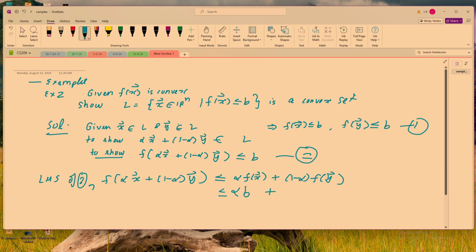Plus, if f of y is less than or equal to b, then 1 minus alpha times f of y will be less than or equal to 1 minus alpha times b. Yes or no? Why? Because alpha is also positive and 1 minus alpha is also positive. If it was negative, then we were in trouble because then the inequality will switch. Alpha f of x is less than or equal to alpha b and 1 minus alpha f of y is less than or equal to 1 minus alpha times b. Sorry, not f of b, just b.